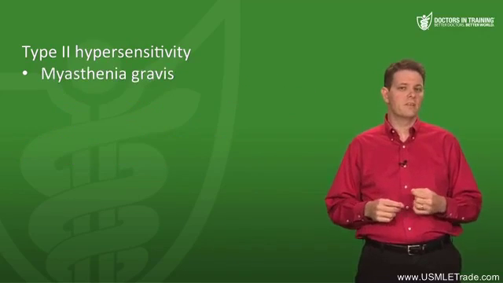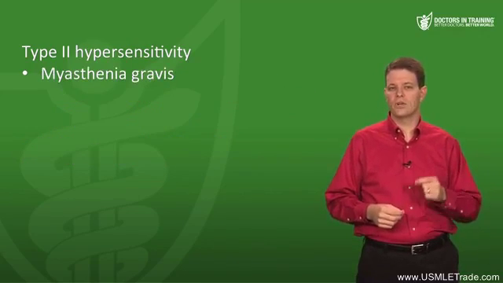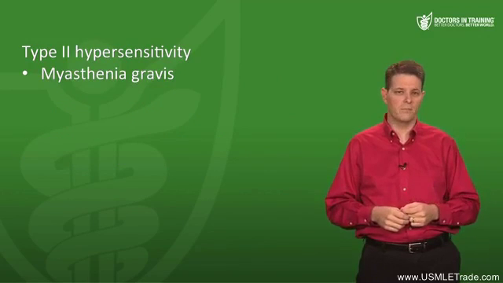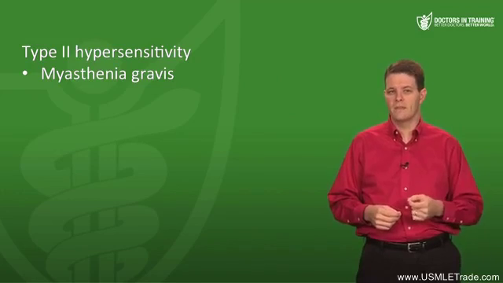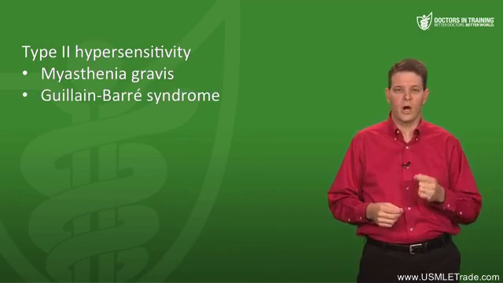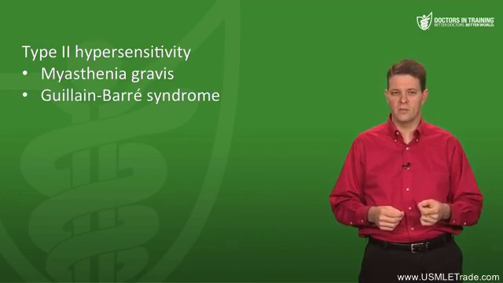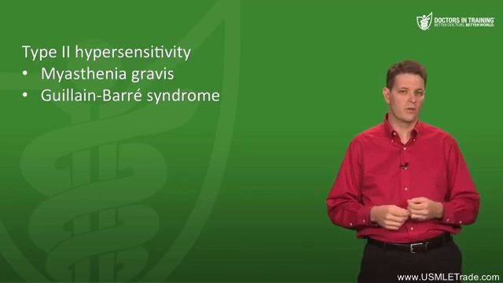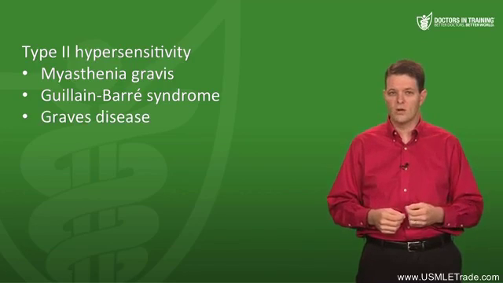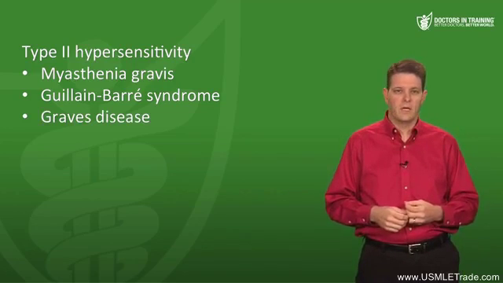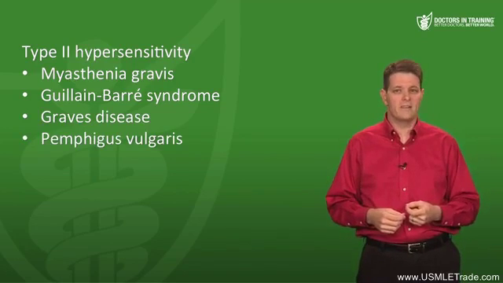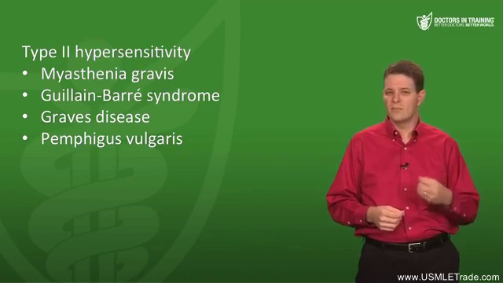Myasthenia gravis is a disease where there are autoantibodies directed against the acetylcholine receptors at the neuromuscular junction. Another neuromuscular disease caused by antibodies against cellular antigens is Guillain-Barré syndrome, in which there are autoantibodies against the Schwann cells, which leads to demyelination of peripheral nerves. Graves' disease occurs due to autoantibodies against the TSH receptors. In pemphigus vulgaris, you have antibodies against desmosomes, or the protein desmoglein.